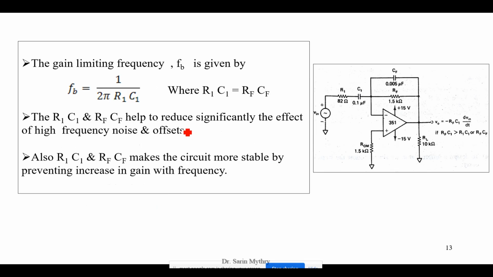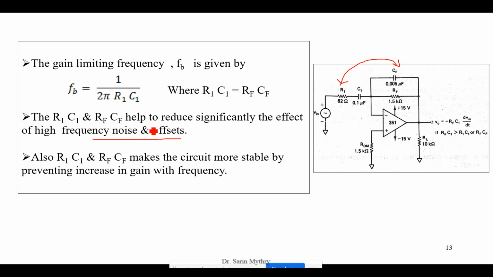So now here you can see the gain limiting terms, how to limit the gain. We have limited the gain by using this formula. Whenever the product of R1 and C1 becomes equal to RF and CF, we can limit the gain. R1, C1 and RF, CF help to significantly reduce the effect of high frequency noises and offsets. Because of this connection, your differentiator has become stable, and it is also in a position to reduce the effect of high frequency noise and the offsets.